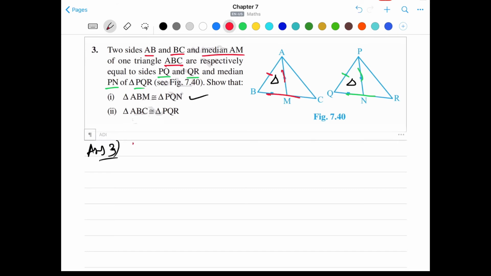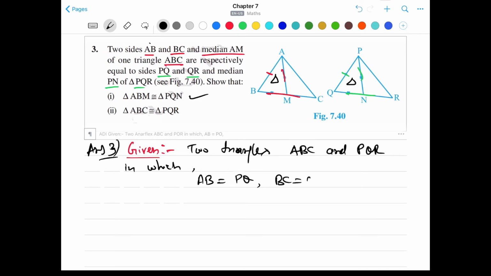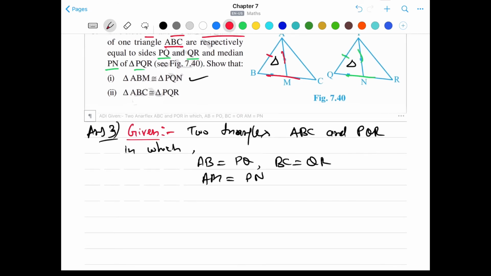Answer number 3. Okay, first we'll mention the given part. Given are two triangles ABC and PQR, in which we have side AB equal to PQ, side BC equal to QR, and the median AM equal to PN of triangles ABC and PQR respectively. Okay, so this is given to us.